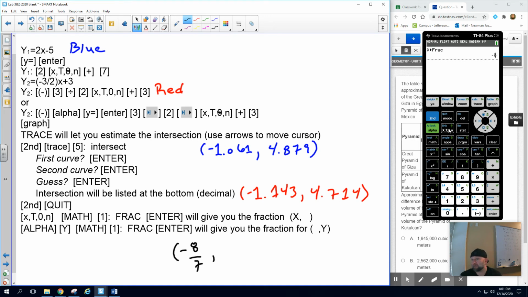Now to get the Y value, we need to do the Y variable. But the problem is that we can't use the variable button again. So we have to hit alpha. We go down here to the number 1. And then we can come back up to math and hit 1 and hit enter. And we have the Y value is 33/7. And that's how we find the exact values.